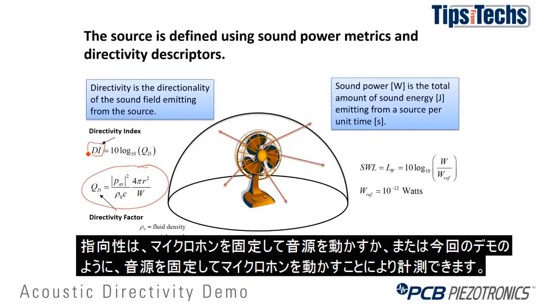The directivity of the source tells us over which angles the source will radiate its highest sound pressure. Directivity can be measured by rotating the source and using a fixed microphone position, or, as we'll demonstrate here, using a fixed source and a rotating microphone around it.